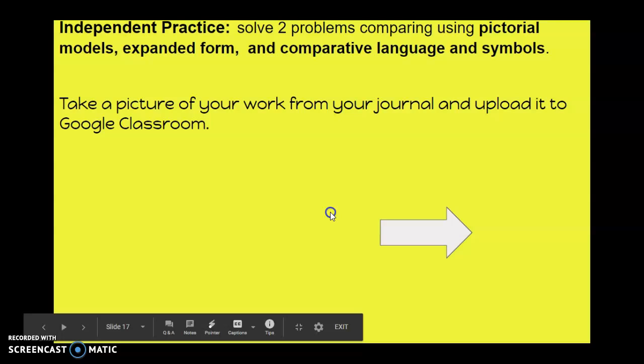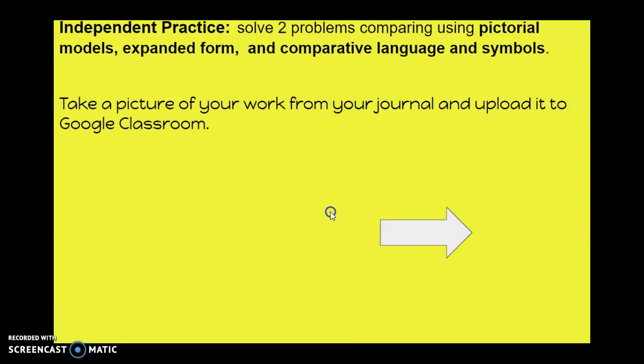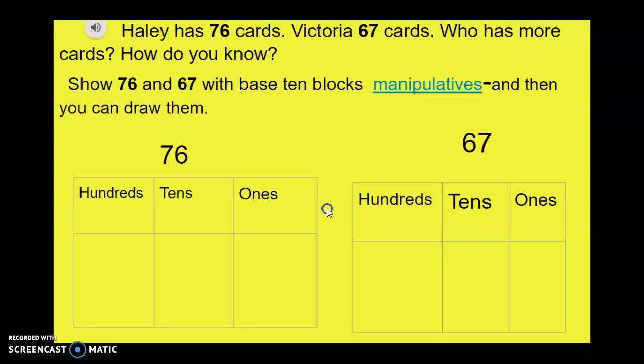So in order to do your independent practice, you're going to solve two problems comparing two numbers using pictorial models, expanded form, and comparative language and symbols. So that looks like this. You're going to read the question. It says Haley has 76 cards. Victoria has 67 cards. Who has more cards?